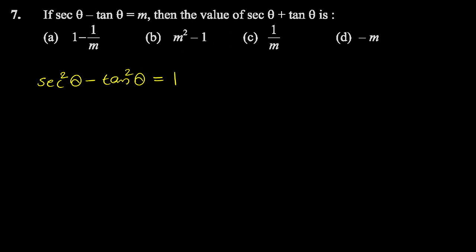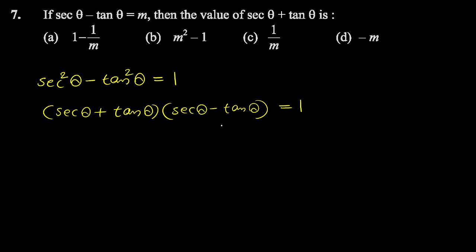Okay. So sec square theta minus tan square theta equal to 1. This identity looks like a square minus b square. Correct, Amira? A square minus b square form. You know that a square minus b square is a plus b into a minus b. Can I write like that? A square minus b square is a plus b into a minus b. So please remember this. So equal to 1.